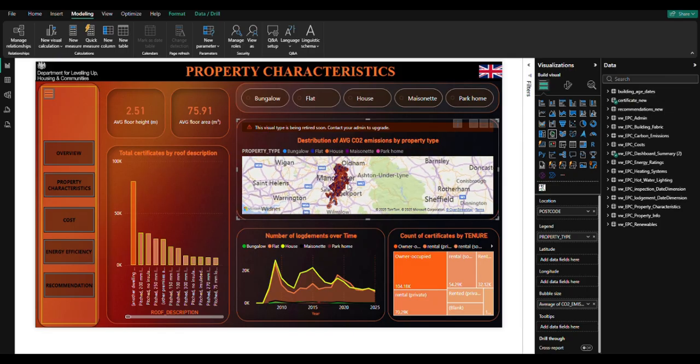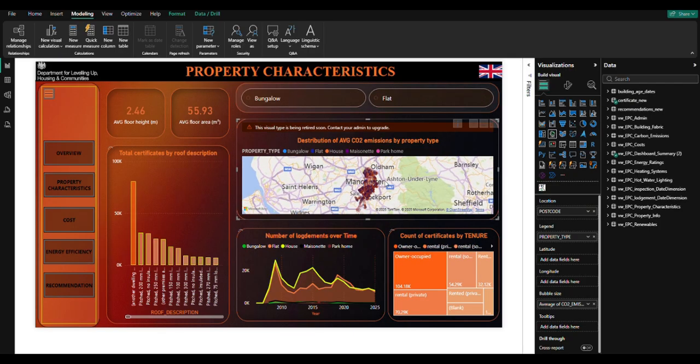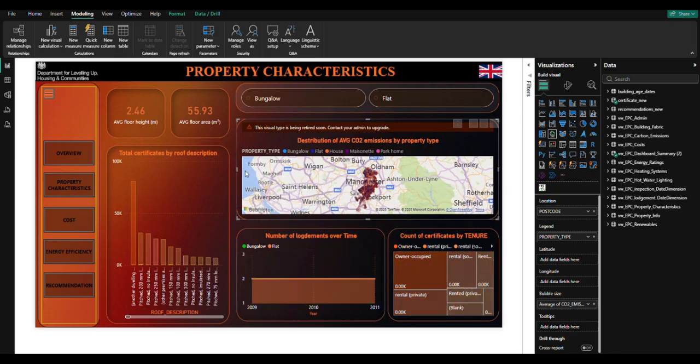On the right side, there is a map showing the distribution of average CO2 emissions by property type across the Manchester area. You can see the concentration of properties around central Manchester, with different colors representing different property types.